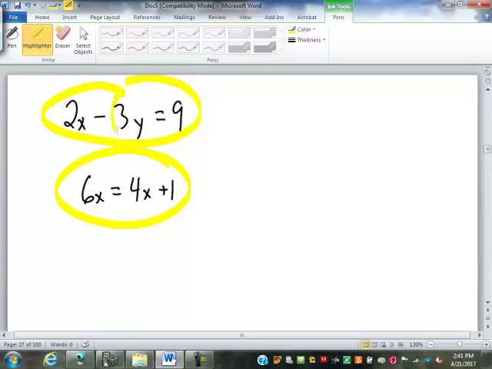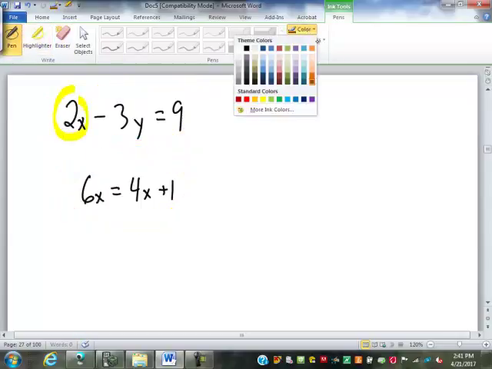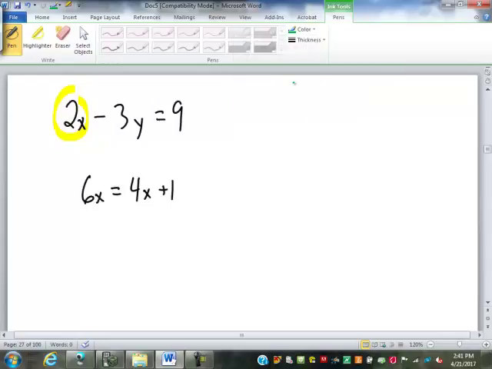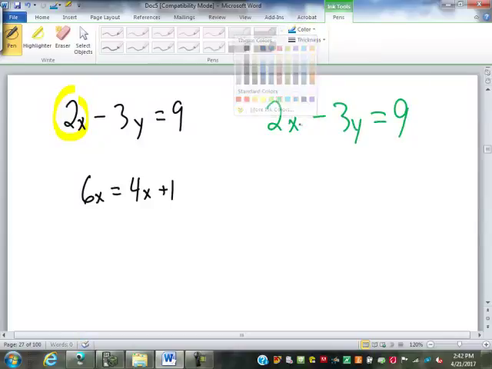I don't want to solve for the y here because I'd be dividing by 3. I don't want to do that. And 6, I don't want to divide by 6. I'm not going to solve for x in this one because that 6 would leave me with ugly fractions. Solve the top one for x. That sounds about right. Usually 2's are about the easiest one to divide by if we have to divide. So we've got 2x minus 3y equals 9. What's our first step to solve that for x?